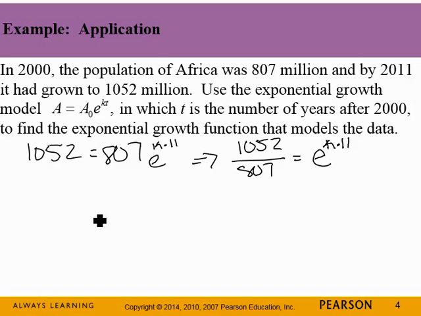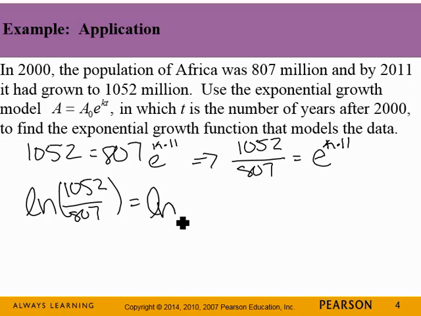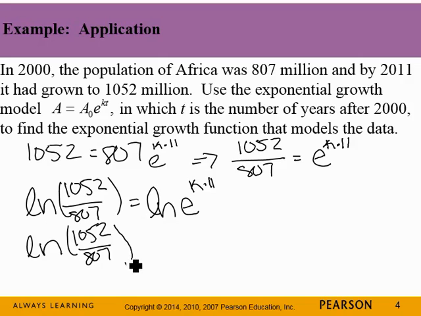So now we're going to do the same thing we've done before, and you're going to take the natural log of both sides. Remember, you take the natural log generally when you have an e. Every time you have an e, you want to take your natural log, because they kind of cancel each other out. So now you have ln 1052 over 807 equals k times 11.